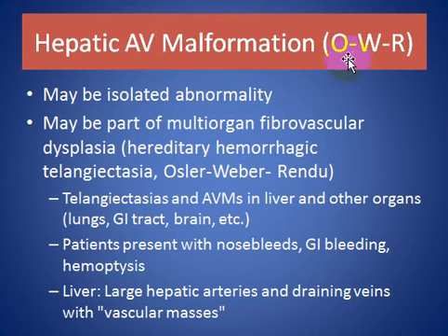Hepatic AV malformation may be an isolated abnormality, or may be part of multi-organ fibrovascular dysplasia, hereditary hemorrhagic telangiectasia, Osler-Weber-Rendu telangiectasia, with AVMs in the liver and other organs: lungs, GI tract, brain, etc. Patients present with nose bleeding, GI bleeding, and hemoptysis. In the liver, there are large hepatic arteries and draining veins with vascular masses.